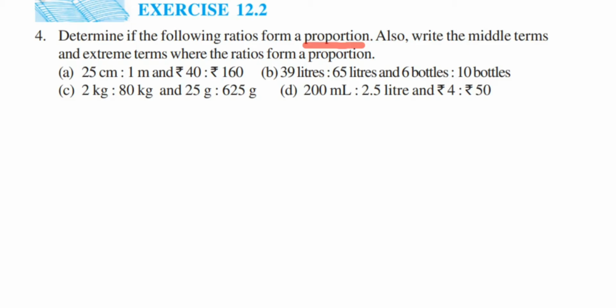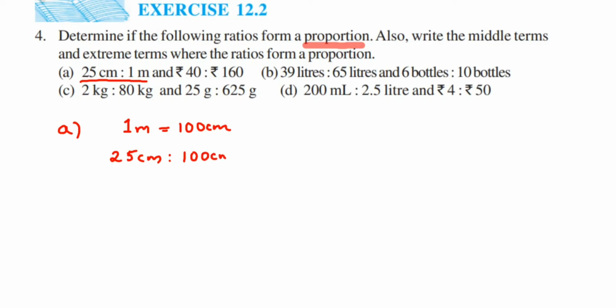Now here in the first question, let's start with the first question. Here we have 25 centimeter and 1 meter, and we know that when you're finding out the ratio, they should be in the same unit. So one is in centimeter and one is in meter, right? So I'm going to convert everything into centimeter. So 1 meter is equal to 100 centimeter. So I'm going to find the ratio here. 25 centimeter is to, instead of 1 meter, I'm going to take 100 centimeter.